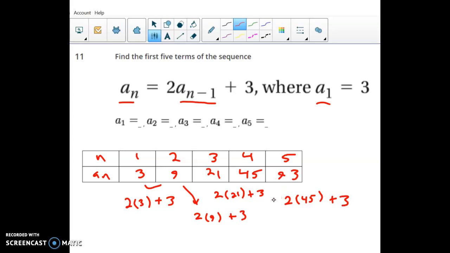Right, and that's how recursive formulas work, is you just take the previous one and then you use that to generate the next term in the sequence. All right, hope that helps.